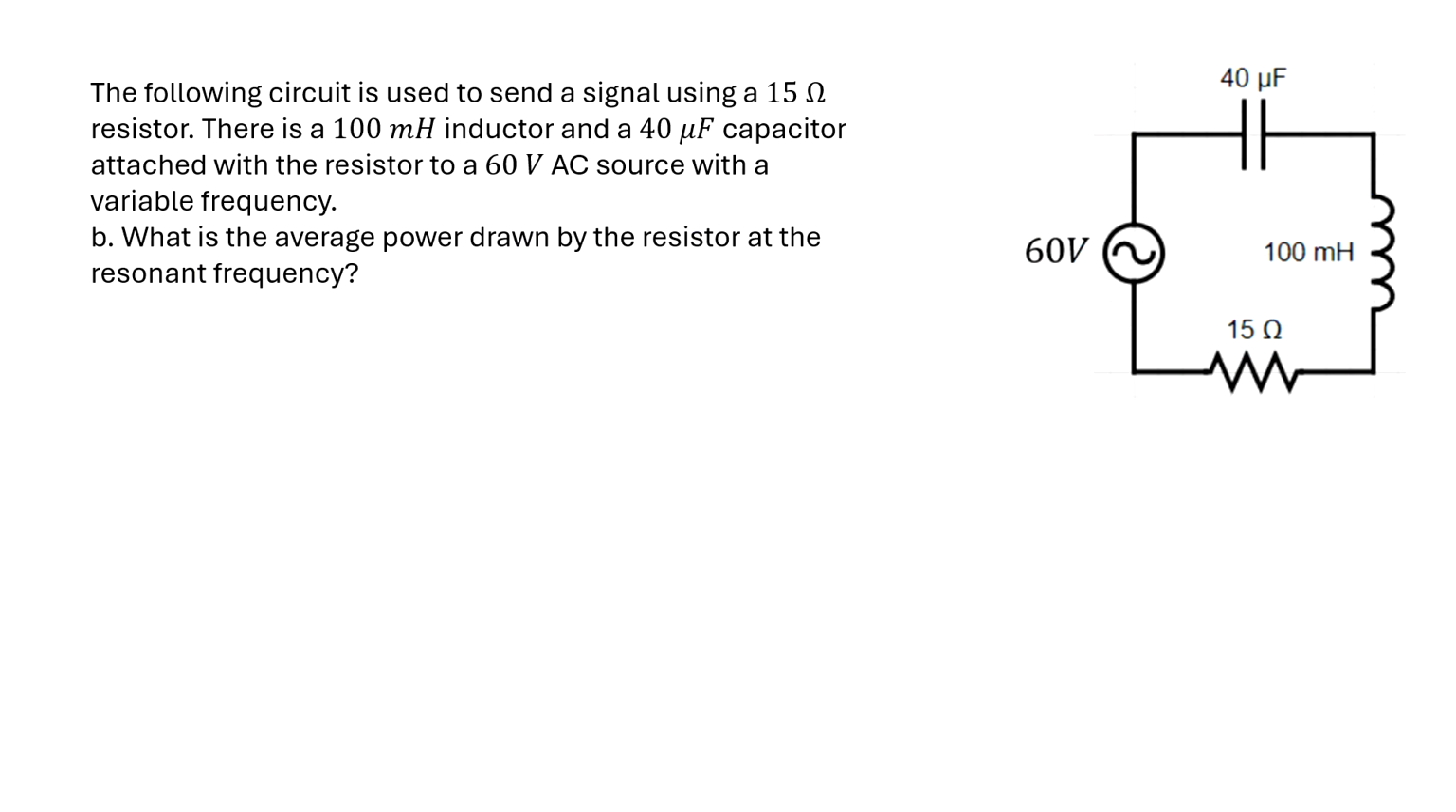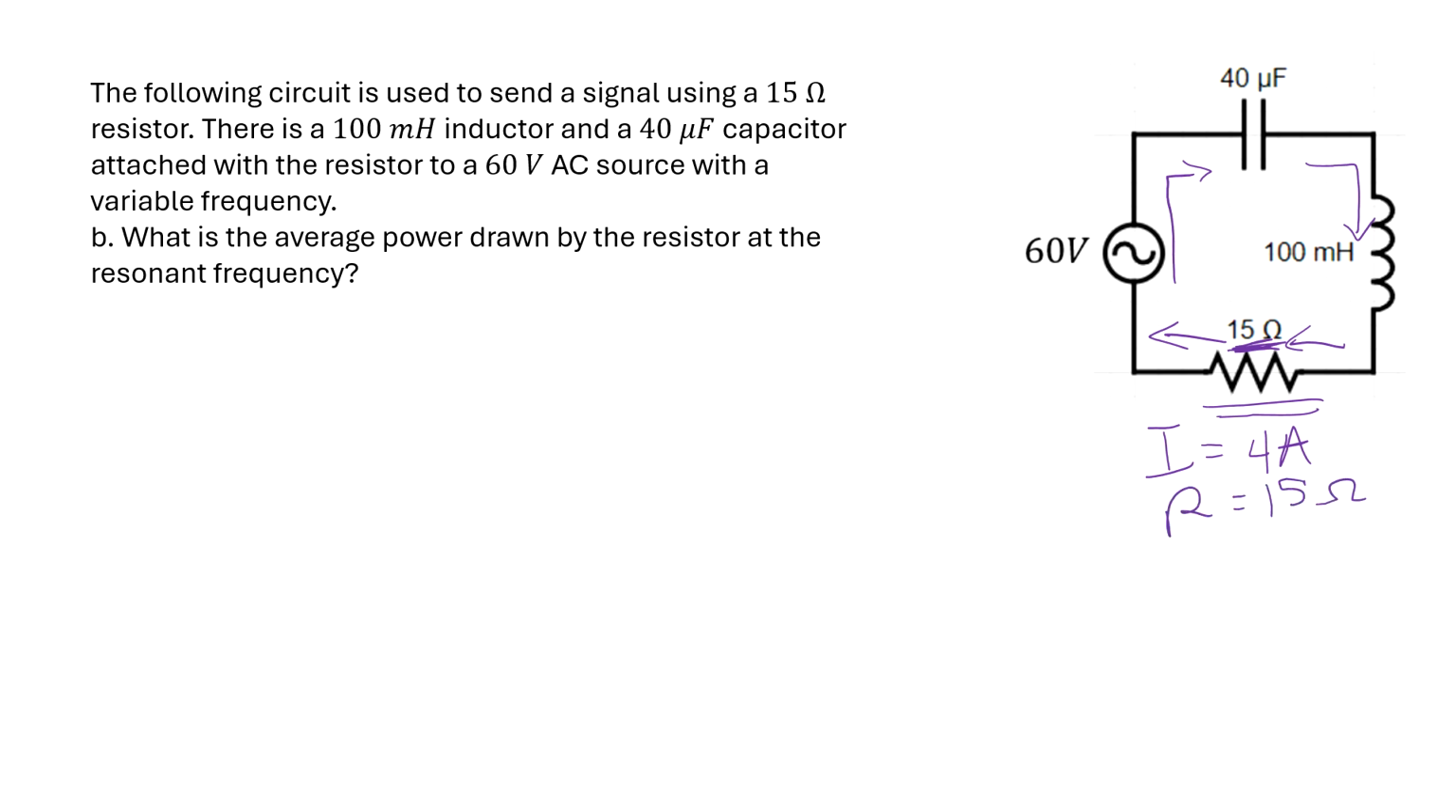Okay, part B says, what is the average power drawn by the resistor at that resonant frequency? So this is where we're going to make use of the loop law and the junction law. We've already computed the current at f naught, right? So this goes around, and we know that this resistor is going to feel an IRMS of 4 amps. And we can see that we know its resistance value, R, is 15 ohms.